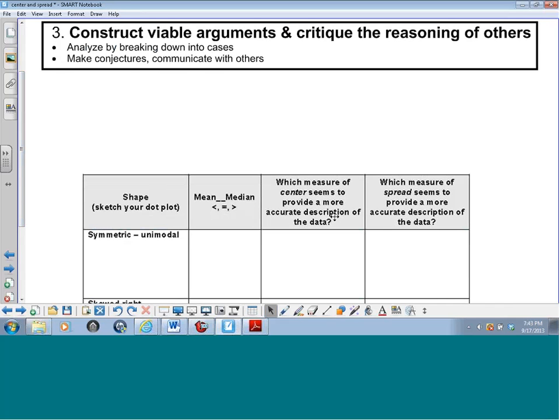And then which measures of center seem to provide a more accurate description of the data. And so they have to know what measures of center are, right, mean and median. Which measures of spread? Well, now you're talking about standard deviation and IQR. And again, you may have to go around to, Katie, do you ever find yourself, when they're in groups, which groups do you go to usually more often, the low-performing groups or the high-performing groups? What do you do when they're in groups sometimes?